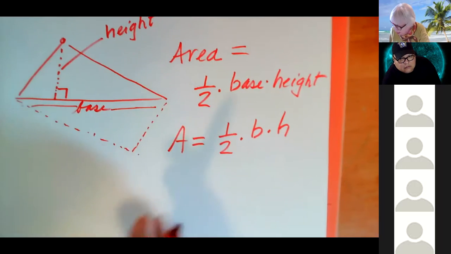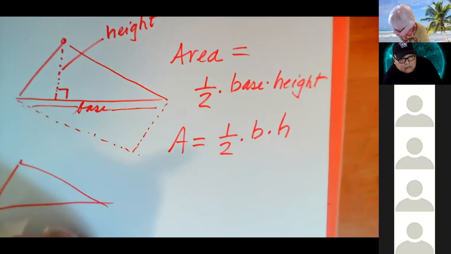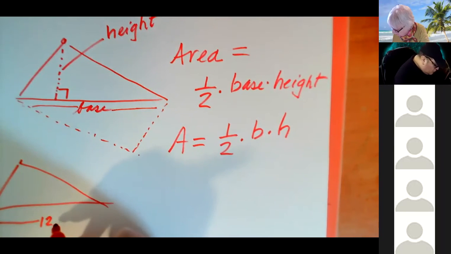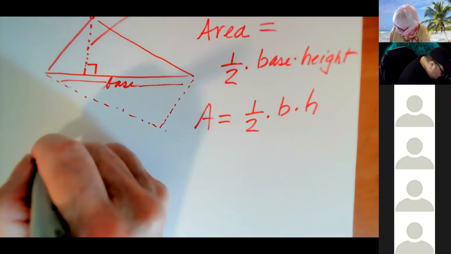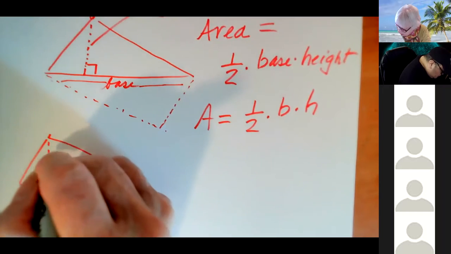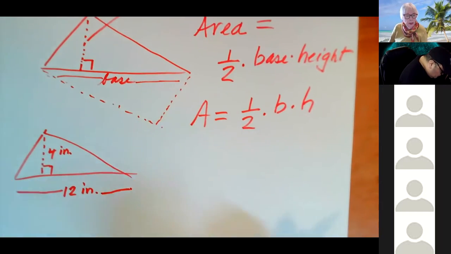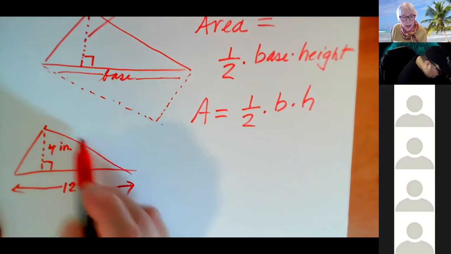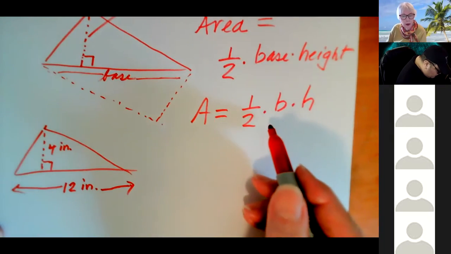So let's say this base number, this measurement, is 12 inches. And we need this vertical height. Let's say this is 4 inches. So they might draw it for you like that. If they tell you this length and that length, nobody cares. These are the only two measurements that we need for our formula.